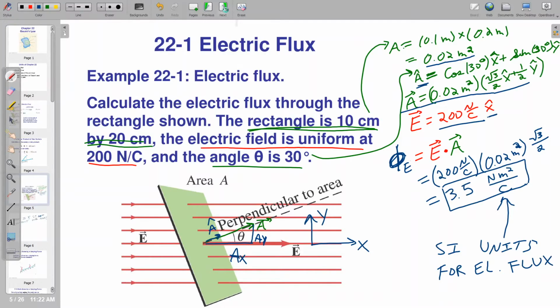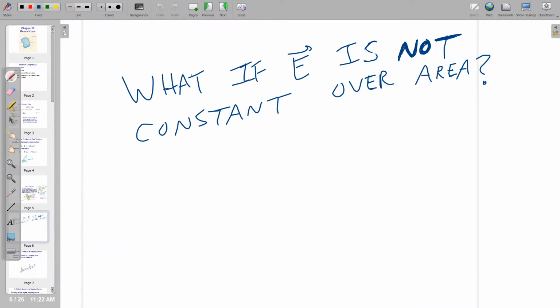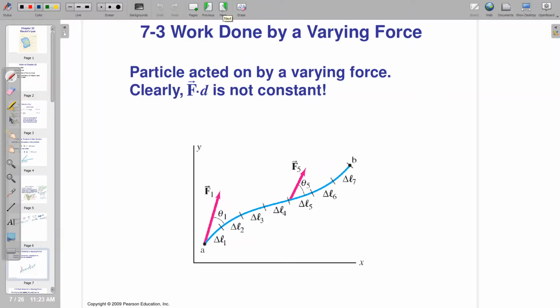All right, so there's an example problem for you. Now, important question: what if E is not constant over that entire area? Going back to this same question from Chapter 7, when we talked about work in Physics 1, remember that the work done by a varying force, you can't just take this simple dot product F dot D, right, if the force is varying with distance.